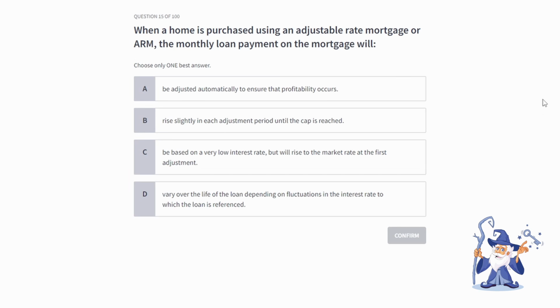All right, next one. Question number 15. When a home is purchased using an adjustable rate mortgage, or ARM, the monthly loan payment on the mortgage will, and it gives us 4 options. A, be adjusted automatically to ensure that profitability occurs. B, rise slightly in each adjustment period until the cap is reached. C, be based on a very low interest rate, but will rise to the market rate at the first adjustment. D, vary over the life of the loan, depending on fluctuations in the interest rate to which the loan is referenced. Alrighty, so take some time, read it over, and come up with your answer on that one.